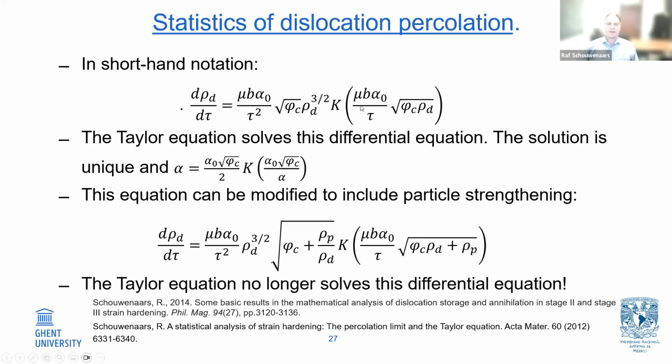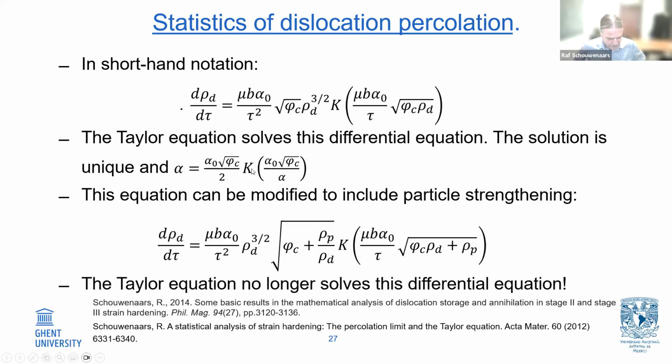Now, this is a geometrical mathematical equation. It's nonlinear, but it can be solved. And the solution is unique. It is the Taylor equation. And we find a relationship between alpha and alpha zero and these constants and the function k. It has to be solved numerically because alpha also occurs within the k function.